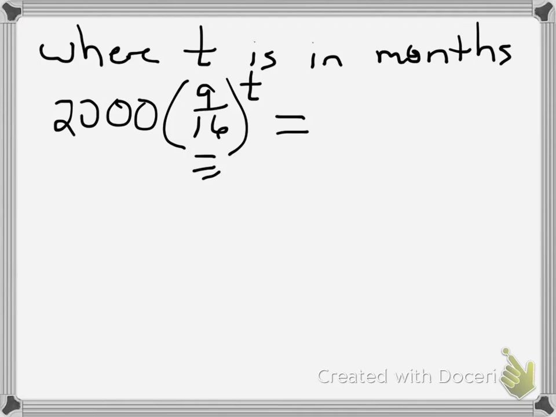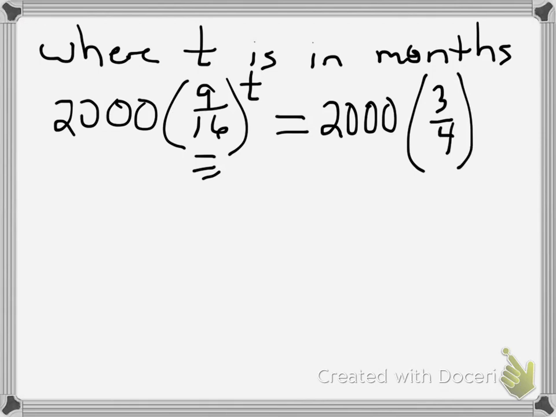Well, 3/4 times itself, 3/4 times 3/4, is 9/16. So 3/4 squared is the same thing as 9/16. So what I'm going to do is write 3/4 squared to the t power, because again, 3/4 squared is the same thing as 9/16.